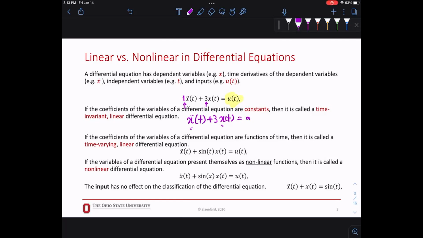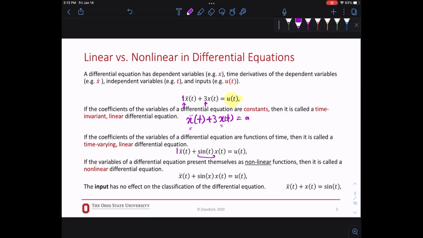Now, let's take a look at what happens if the coefficient of one of those variables was a function of time. For example, here, sine of t. Sine of t is a function of time, right? But sine of t is not the dependent variable. It's just a function that changes with time. So the linearity part is fine, right? Here, if you think, it is sine of t times 1 times x of t. In this case, we have a time varying system, but still linear. That's where the time varying happens.